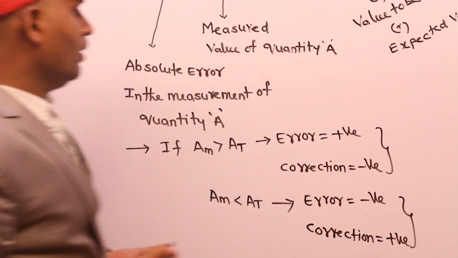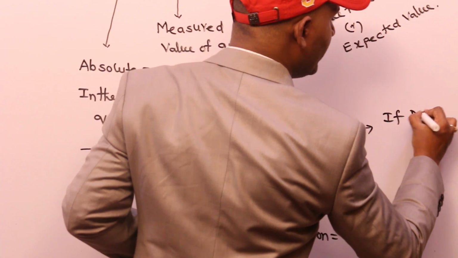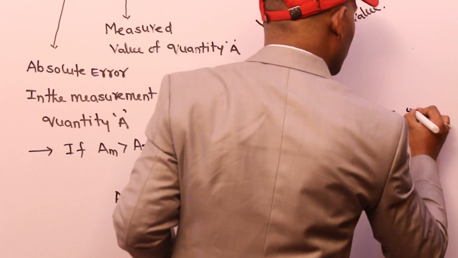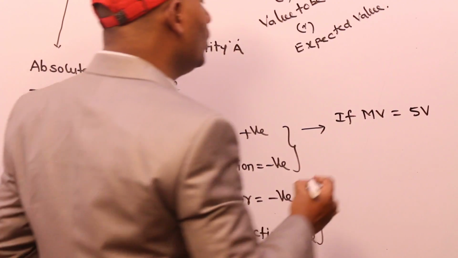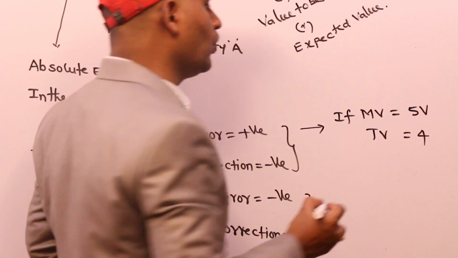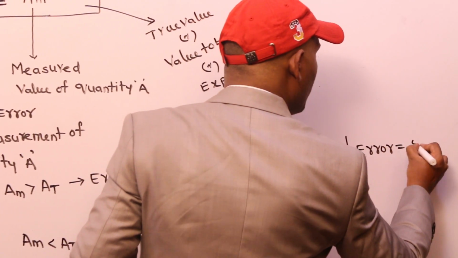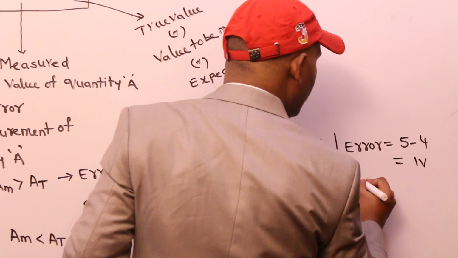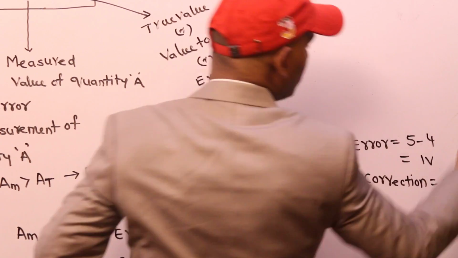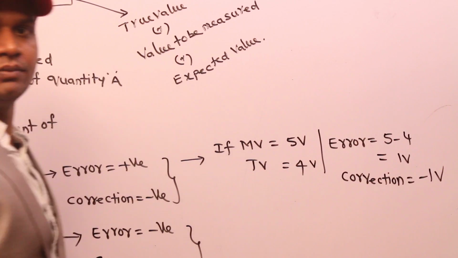For example, if measured value equal to 5 volts, let us assume that, true value equal to 4 volts. Then error is how much? 5 minus 4, 1 volt. Then what is the correction, to make the error 0? Correction is minus 1 volt. That's why if error is positive, correction is negative. 1 minus 1, 0. Error becomes 0.